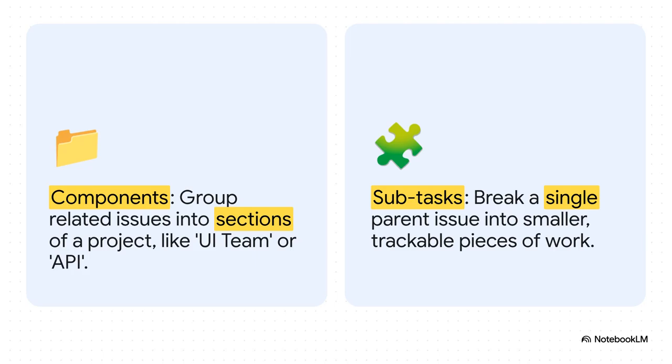It really boils down to two key tools, components and subtasks. Think of components like folders. You use them to group related stuff together, maybe for the UI team or everything related to the API. Subtasks, on the other hand, are for breaking a single big issue into smaller, bite-sized steps.